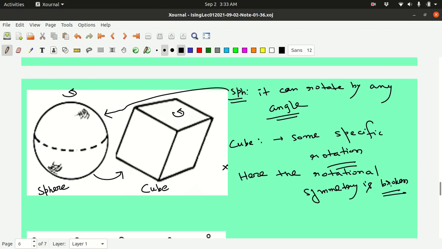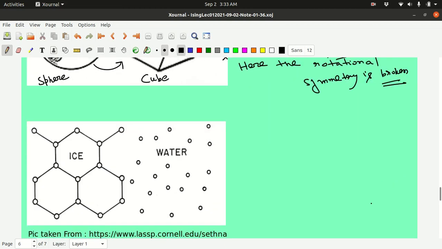And now next, consider this picture. In the case of ice, you have this ordered structure, and in the case of water, you have this disordered structure of the molecules. And here you can see, if you translate the molecules of water by some amount, the configuration will remain the same. And that's basically water. This liquid water contains the translational symmetry.